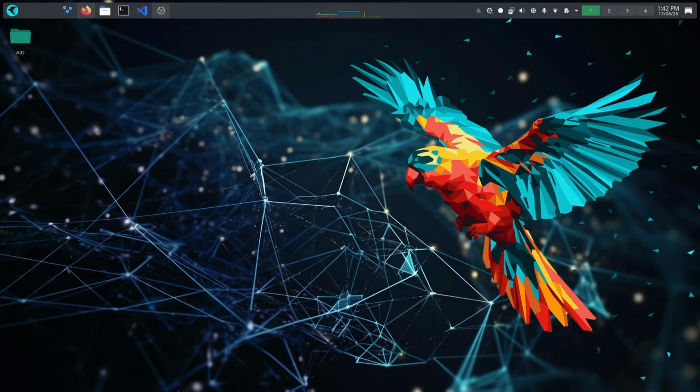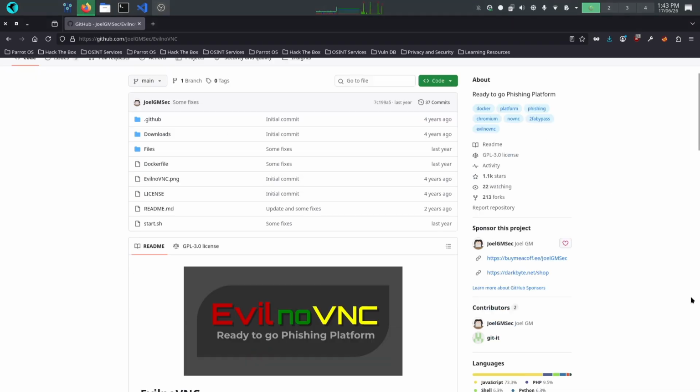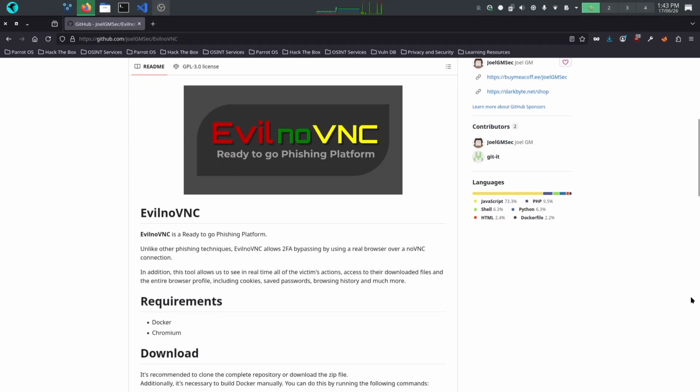Traditional phishing pages often fail when multi-factor authentication is enabled because the attacker only captures the username and password. Modern adversary-in-the-middle phishing frameworks attempt to overcome this limitation by relaying traffic between the victim and the real service in real time. This allows attackers to potentially capture session information and gain unauthorized access even when additional authentication factors are used. What makes these platforms dangerous is not just credential theft.